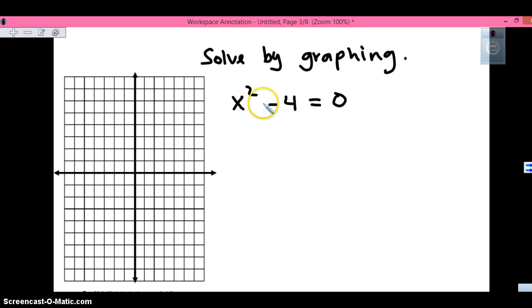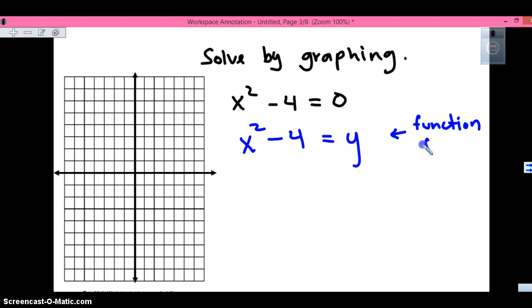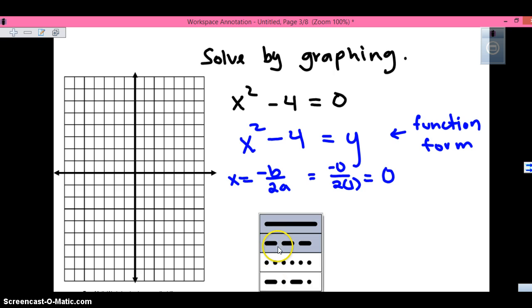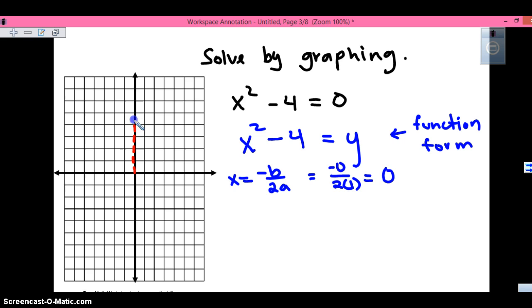If we have to solve x squared minus 4 equals 0 by graphing, that means we have to graph this. It means the same thing as graphing x squared minus 4 equals y. This would be the function form. What is the axis of symmetry? x equals negative b over 2a. Do we have a term with b? No. That means negative 0 over 2 times 1, which just equals 0. So the axis of symmetry would be where? 0, or the y-axis.